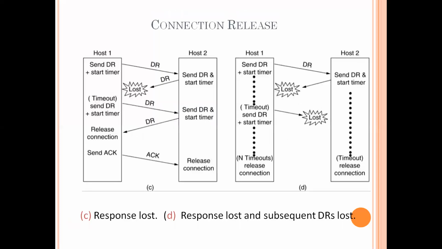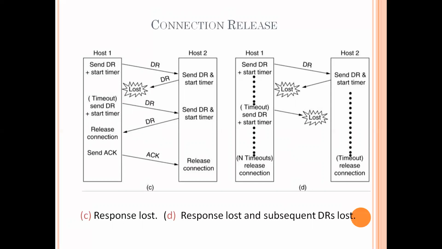The next figure shows the response lost, and the D figure shows the response lost and subsequent data release loss. In this, host 1 sends the data release to host 2, but the data release sent by host 2 is not received by host 1. Here the data release of host 2 is lost in the intermediate.